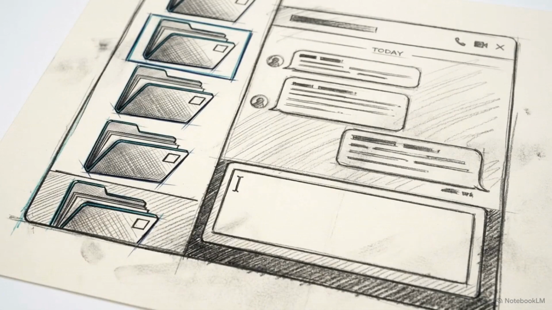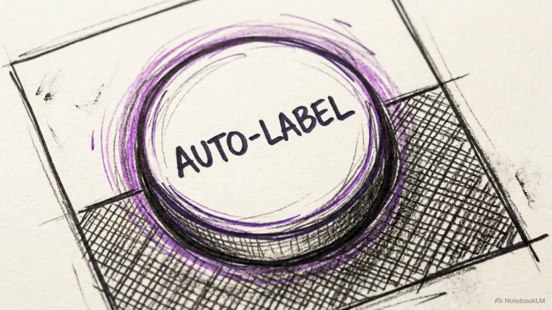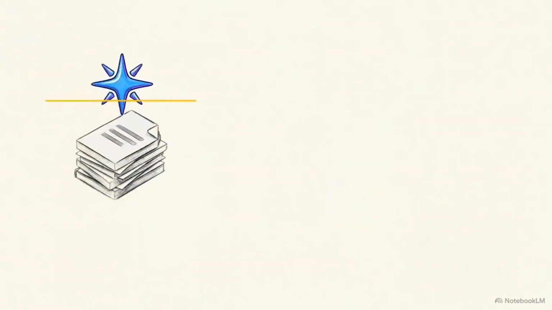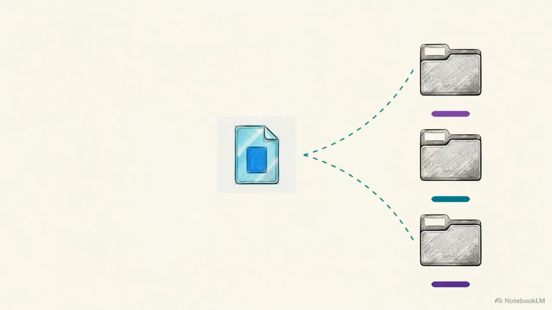Let's set it up. Look at this interface mockup. Right above your messy source list on the left side of the screen, you will find the Auto Label button. Click it. NotebookLM automatically scans the text inside all your documents, identifies overlapping subject matter, and groups them into high-level categories. A single document can even receive multiple labels if it covers several topics.